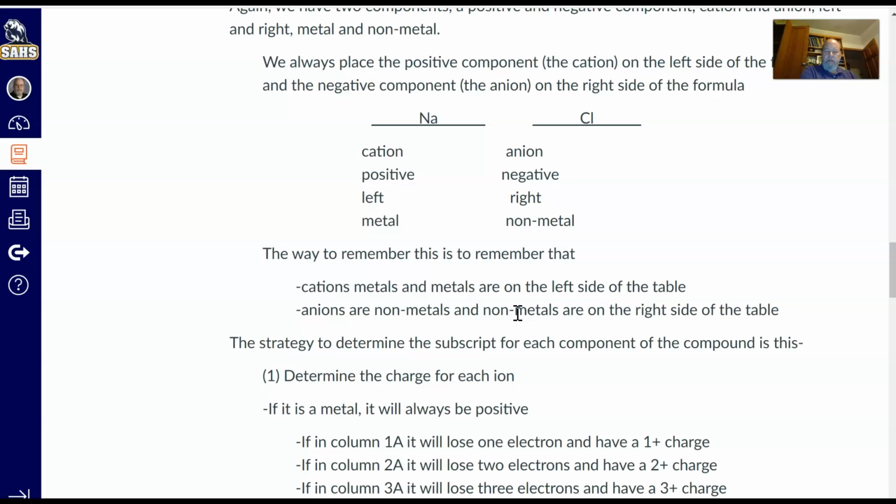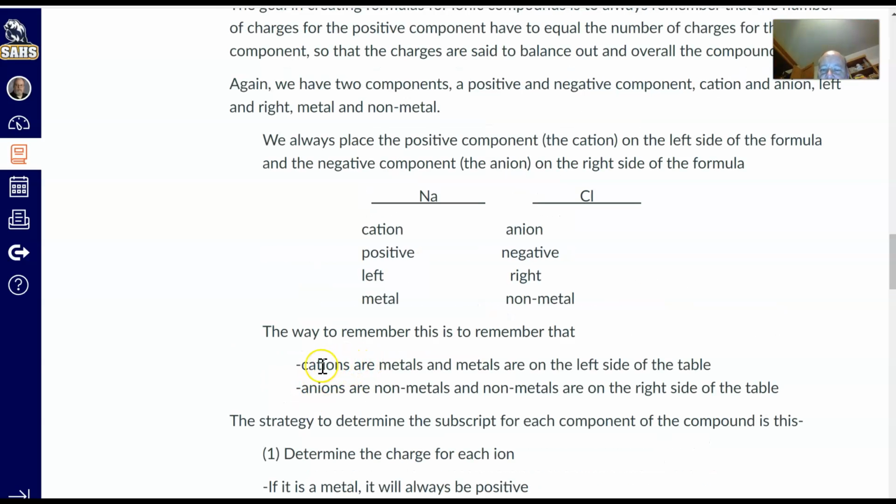Okay, so cations are metals and metals are on the left side of the table. Anions are nonmetals and nonmetals are on the right side of the table. So I need to fix that. Hold on a sec. Okay, so now this says cations are metals and metals are on the left side of the table. Anions are nonmetals and nonmetals are on the right side of the table. So we've got all kinds of visual clues from the periodic table that helps us burn these things into our brain here.